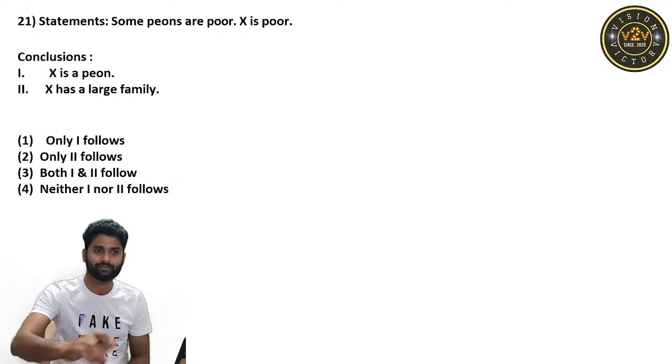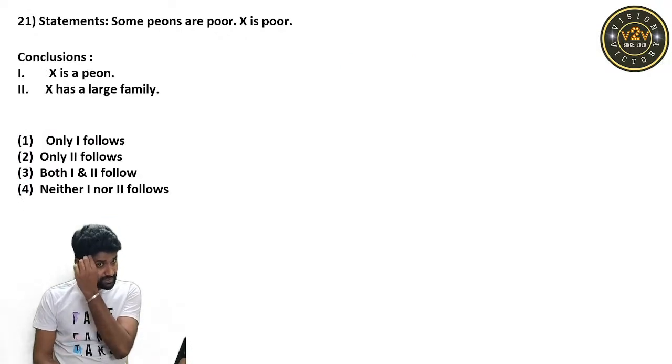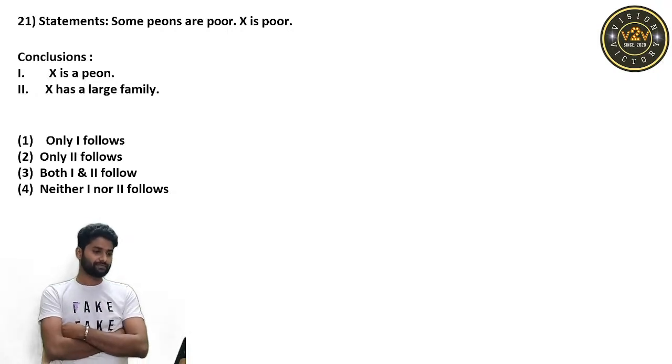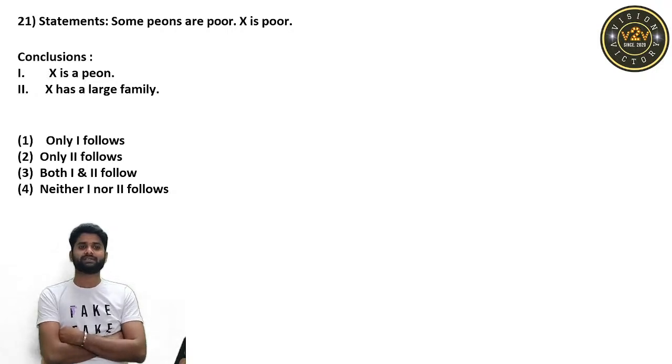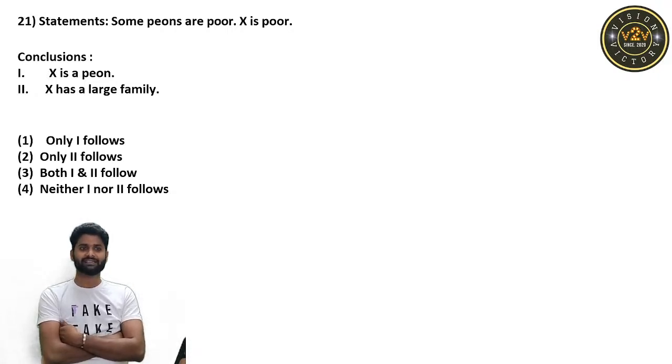Very good. Now next, try to understand the statement and draw the conclusion from the statement. The statement says that some peons are poor, X is poor. Conclusions. Can we conclude in this way? X is a peon and X has a large family.